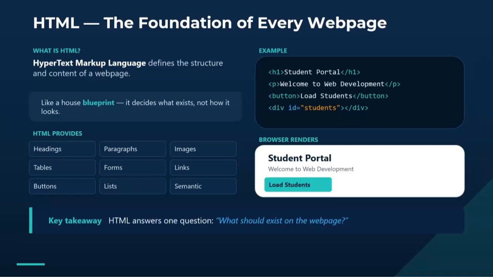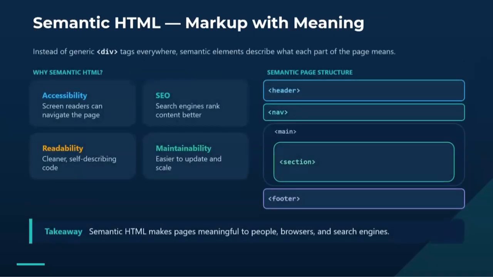We also learned about semantic HTML. Instead of using the generic division element for everything, semantic tags such as header, nav, main, section, and footer clearly describe the role of each part of the page. These provide several important benefits such as accessibility, search engine optimization, and maintainability. Finally, when the browser reads our HTML document, it creates something called the Document Object Model, or the DOM.